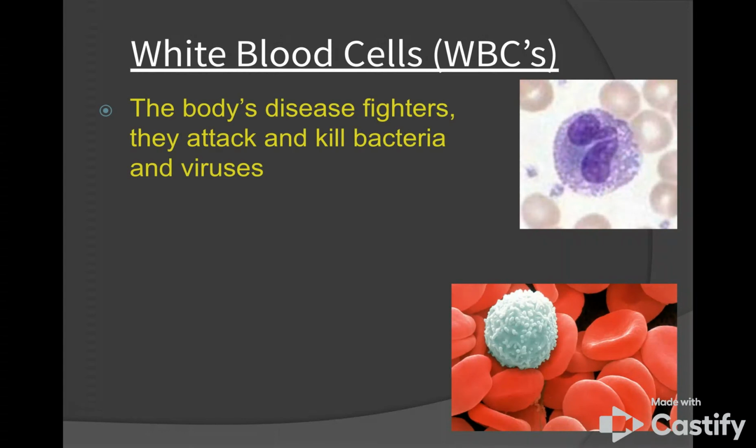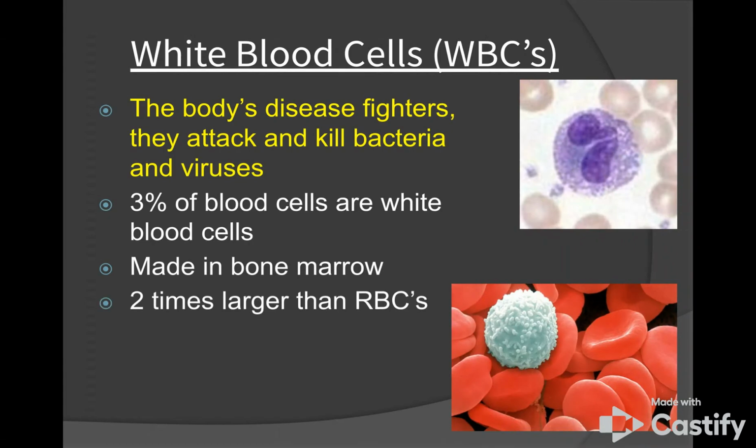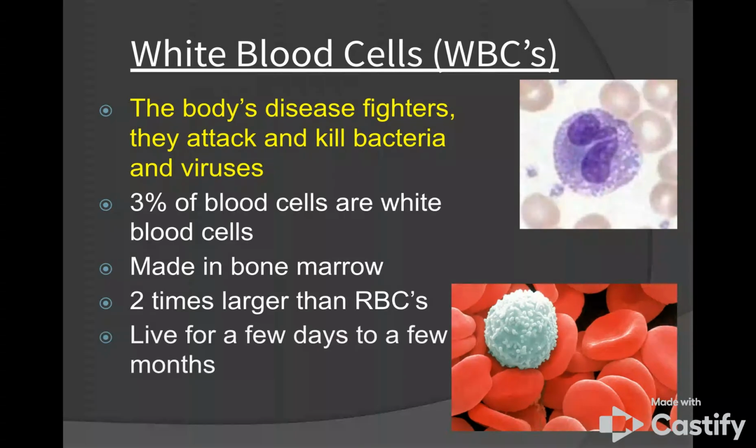White blood cells are your body's army, the disease fighters that attack and kill any kind of bacteria or viruses that can make you sick. Only 3% of your blood cells are white blood cells. They're also made in your bone marrow, which is the inside part of your bones. They're 2 times bigger than red blood cells, and they can live for a few days to a few months. Now, because they do carry immune properties, they can reproduce really quickly.